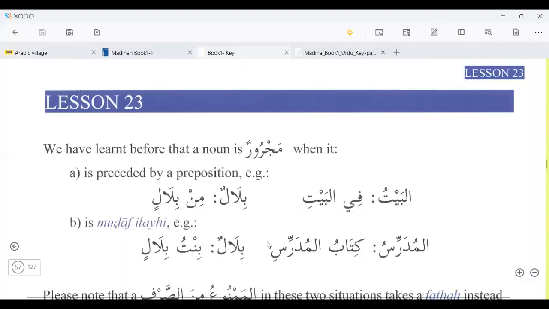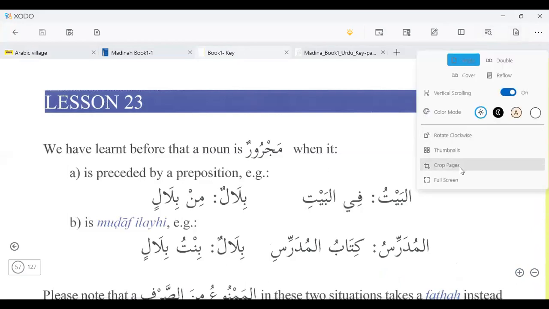Today, inshallah, we will learn the last lesson of this book. This is the last lesson of Durusul Lughatul Arabiyyah, Book 1.